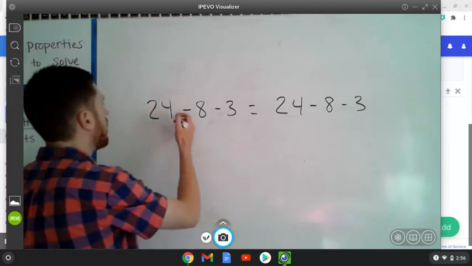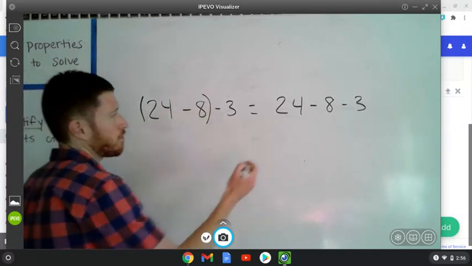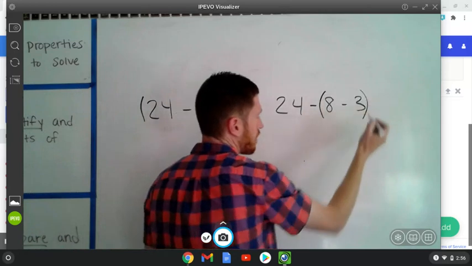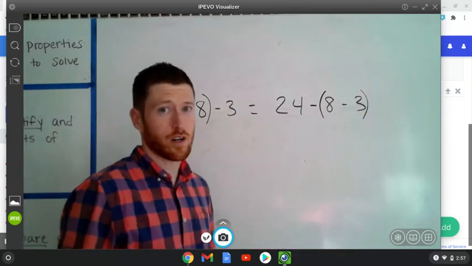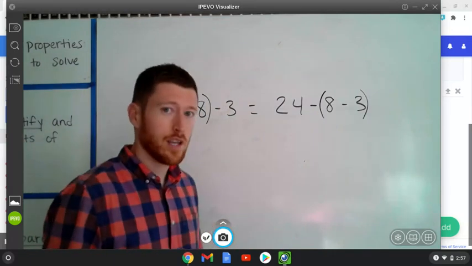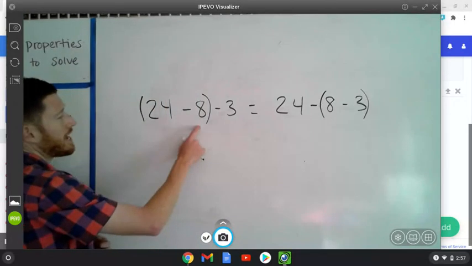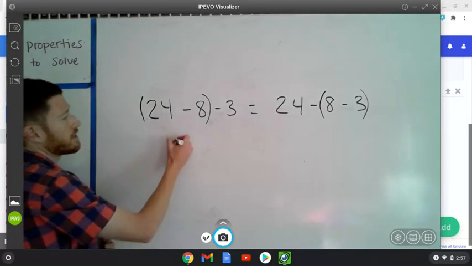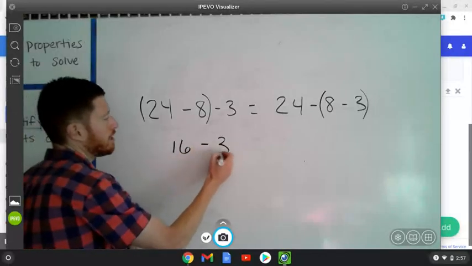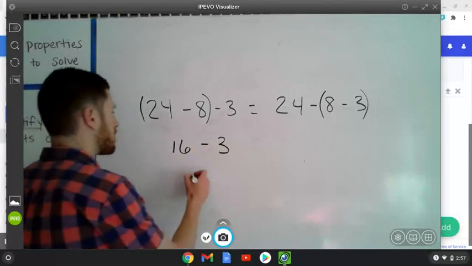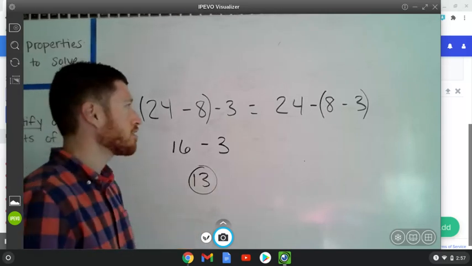Okay. So on this one, I'm going to put parentheses here, 24 minus 8. And on this one, I'm going to put them here, 8 minus 3. All right, let's see if we get the same answer. Because for addition, it does work, and for multiplication, it does work. So does it work for subtraction? So let's see. 24 minus 8 is 16. And 16 minus 3 is 13. So we got 13 on this side. All right, so let's see if we get 13 on the other side.